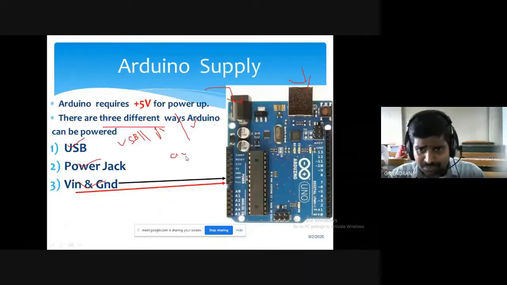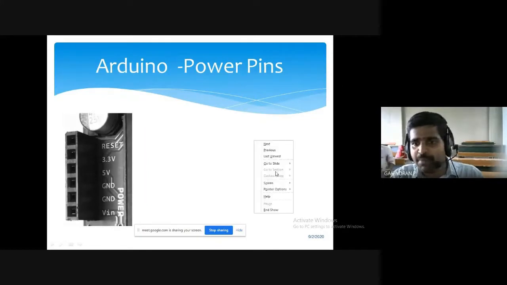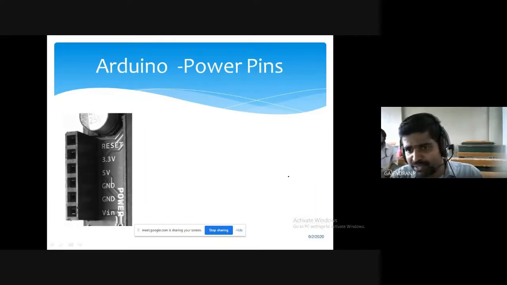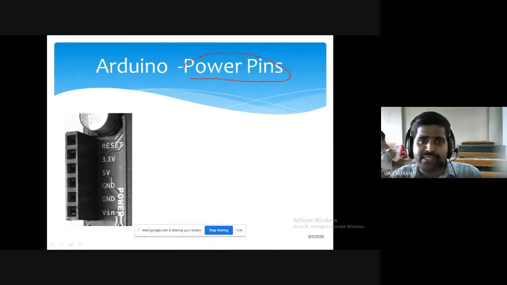Yes. Now see, hereafter I'm going to give a few pin functions. Take a screenshot, okay? Take a screenshot. The first one, power pins. Make a note of it. What are the functions of the power pin? One by one I will tell. See, these pins are power pins.